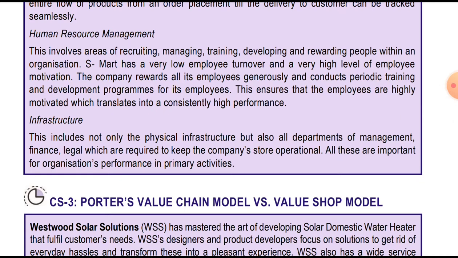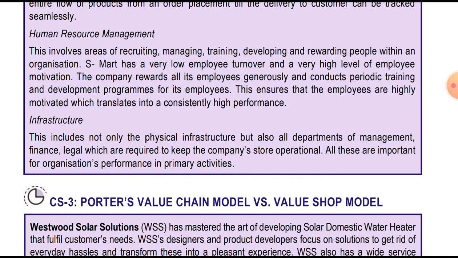Smart has a very low employee turnover and a very high level of employee motivation. The company rewards all its employees generously, as it is given in the question that it has a very low employee turnover ratio as compared to the entire industry. It motivates by giving employee stock options. It conducts periodic training and development programs for its employees. This ensures that the employees are highly motivated, and as a result the employee turnover is less, which translates into consistently high performance.